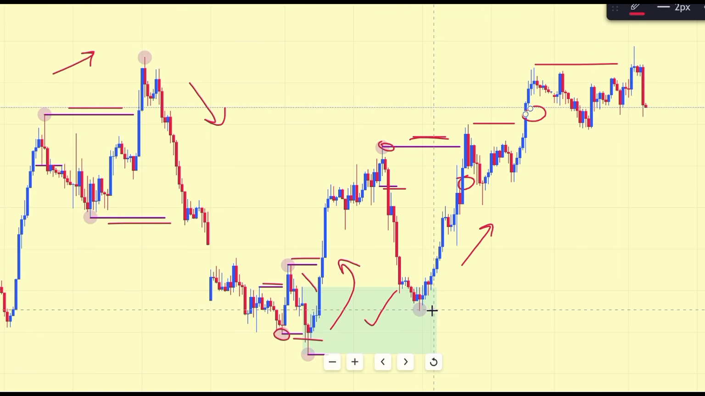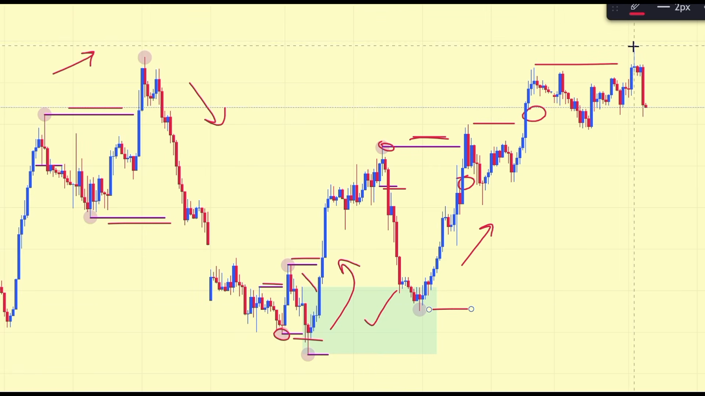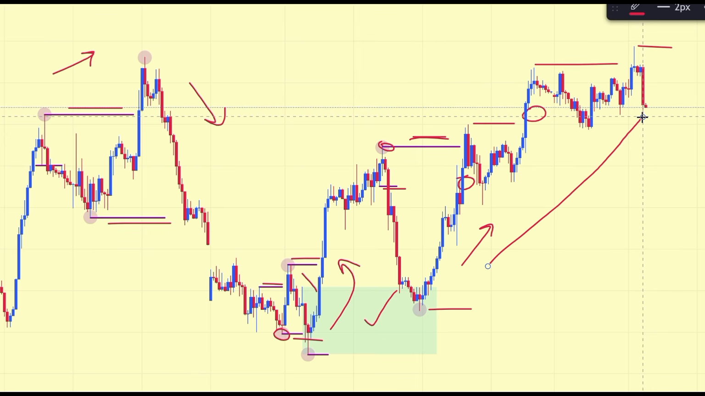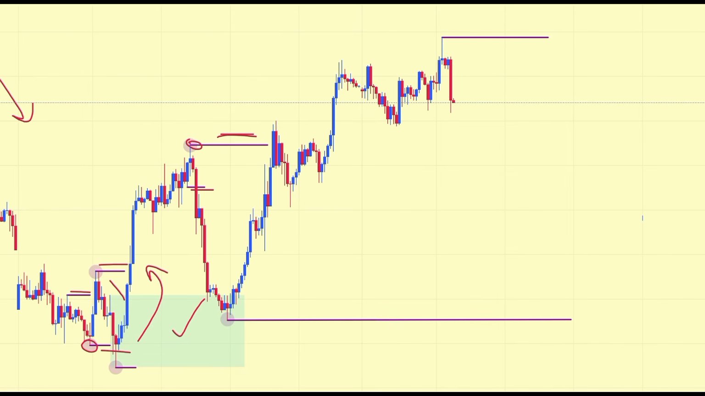So this means starting from this low all the way to here, all of this is just one impulsive leg. So now we have just identified our current trading range, and so let me identify our key areas and liquidity levels.